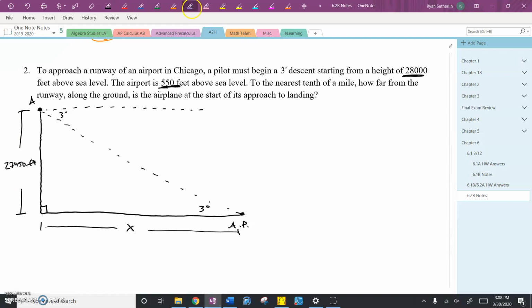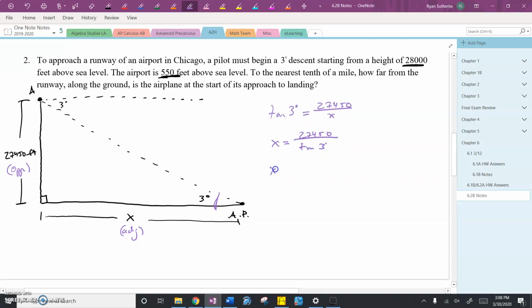Again, the trig ratio we're going to deal with here is we have this is 3 degrees. This is the opposite side. This is adjacent for that angle. So this once again is tangent. So tangent of 3 degrees is equal to 27,450 over x. So x is 27,450 over tangent of 3 degrees, which comes out to be approximately 523,777.202 feet.